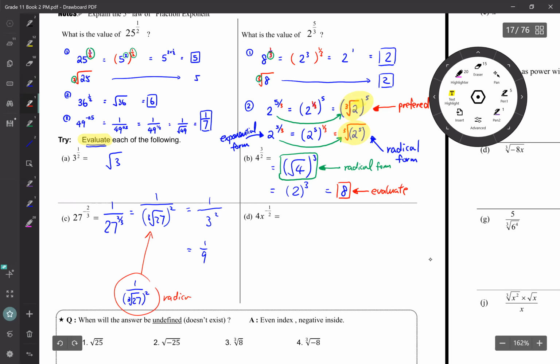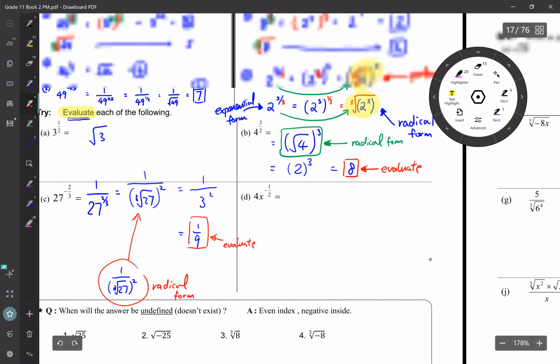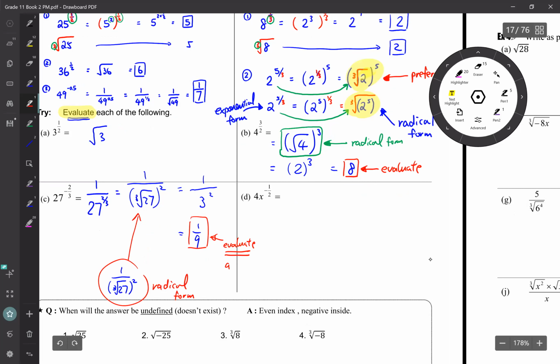If the question says please leave your answer in radical form, that's it, you stop. But because this one says evaluate, you have to do 2 more steps. You find the answer for cube root 27, which is possible. It becomes 3, and then 3 squared, then you get 1 over 9. That will be the answer if it says evaluate. So when you see the word evaluate, it means your answer has no exponent.